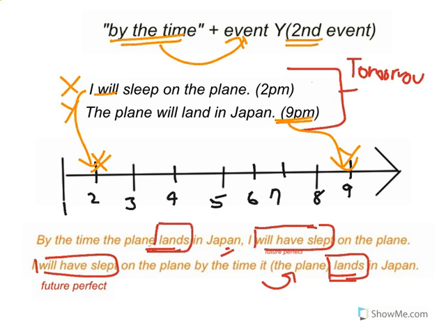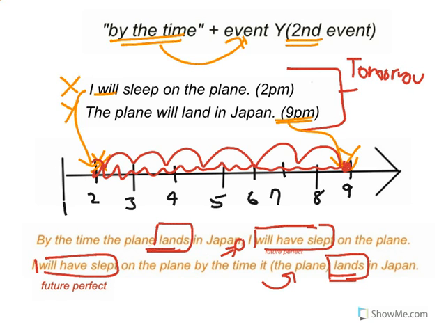Of course, if you start with your adverb clause, make sure you put a comma there. That means by the time it's 9 o'clock, by the time the plane lands, I will have slept on the plane that whole time. Okay, this is the end of it.